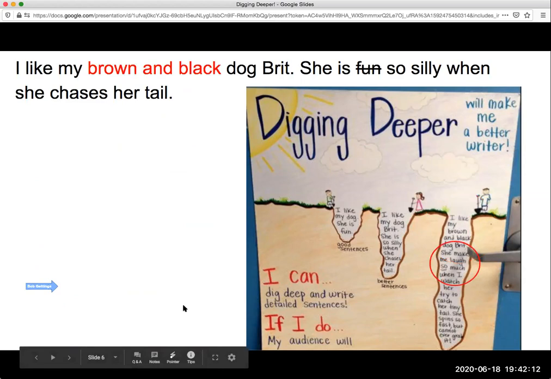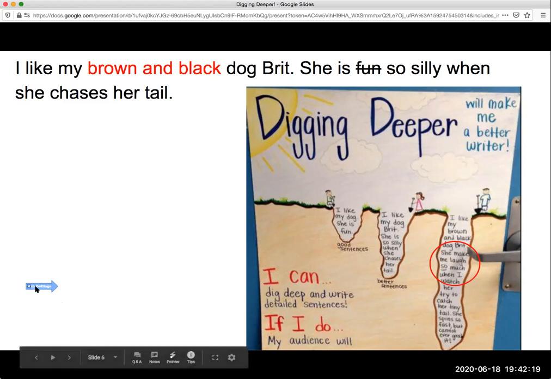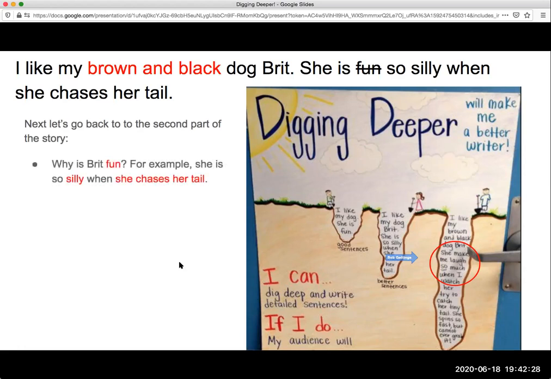Okay, so now we have, I like my brown and black dog Brit. She is so silly when she chases her tail. What can we do next to dig deeper? Let's go back to the second part of the story. Why is Brit fun? Well, for example, she's so silly when she chases her tail, and that's fun. How can we create, though, a stronger picture in the reader's mind about fun and silly for the dog Brit?